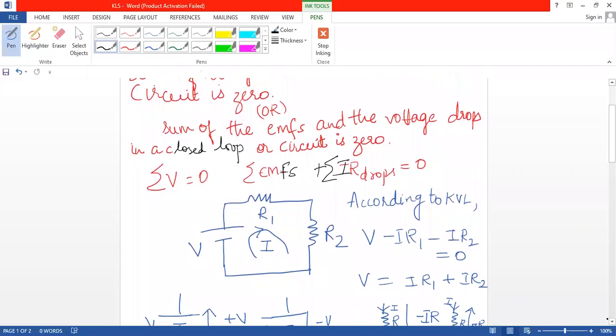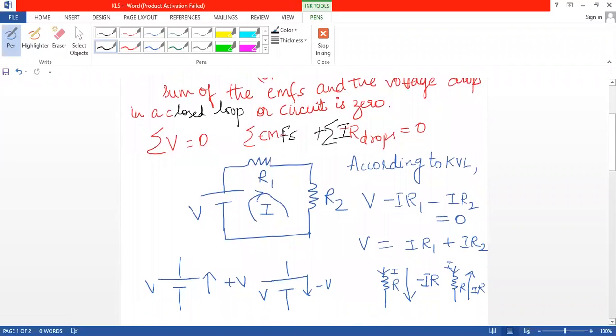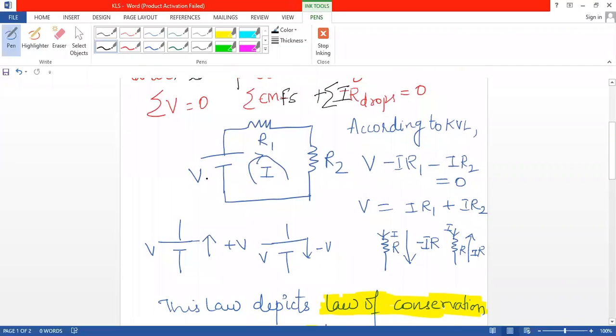So let us take an example with a circuit. Let V be the battery and R1 and R2 be connected to this battery. Let I be the current flowing through this loop. According to KVL, we can write that V minus IR1 minus IR2 is equal to 0. So V is the EMF in the battery, and IR1 and IR2 are the voltage drops. We can also write this equation as V is equal to IR1 plus IR2.